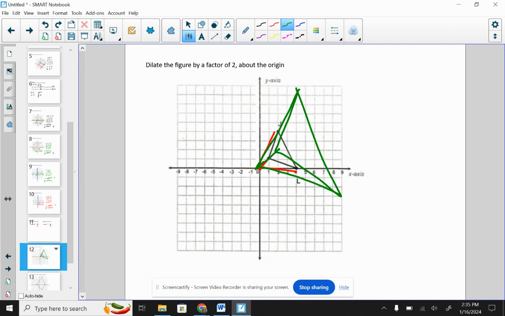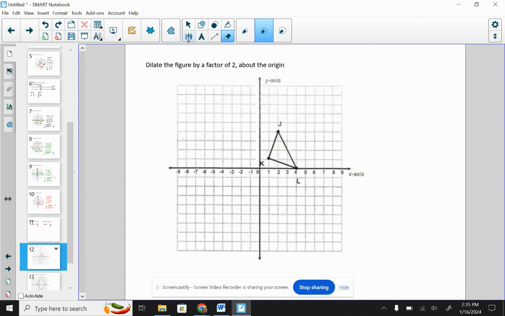There are other places that you can dilate from. For our purposes, we're only looking at dilation from the origin. So what does that mean? If I dilate by a factor of 2, our K value was 1, 1. So our K prime is just going to be 2, 2. Why 2, 2? Because 1 times 2 is 2, and 1 times 2 is 2, right?